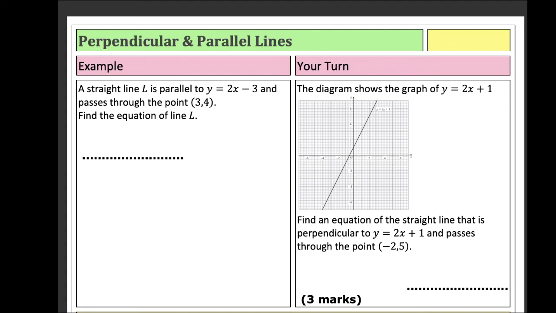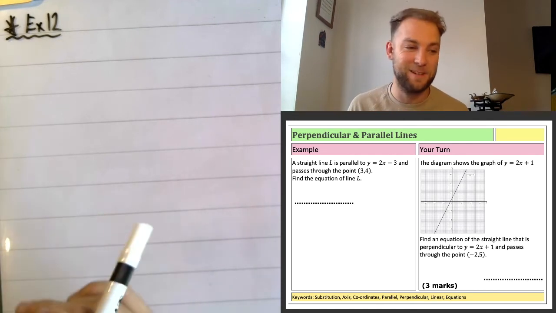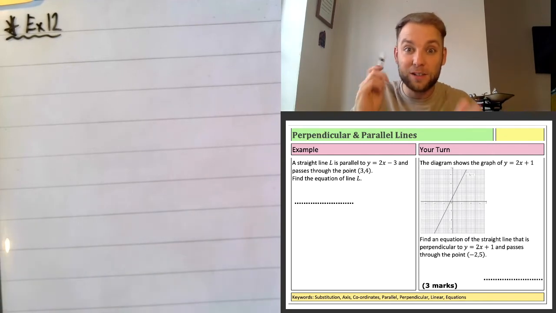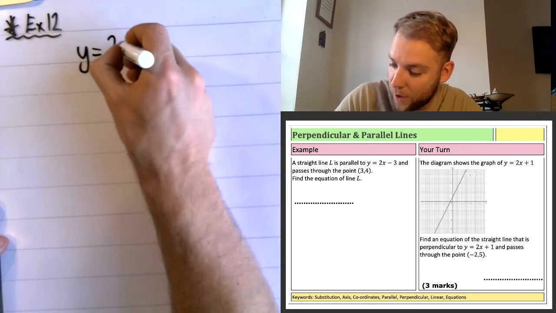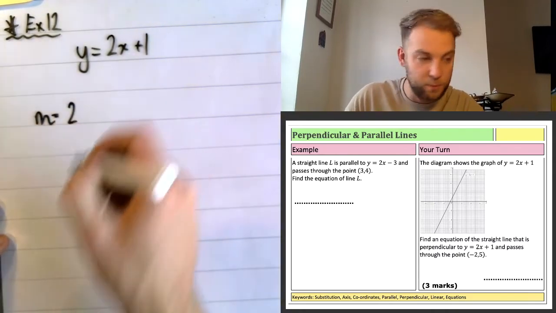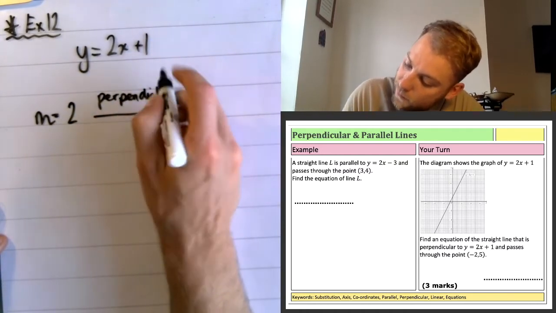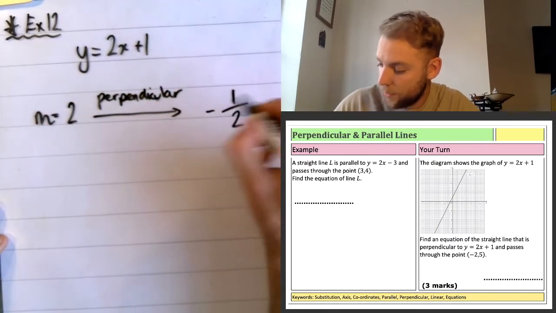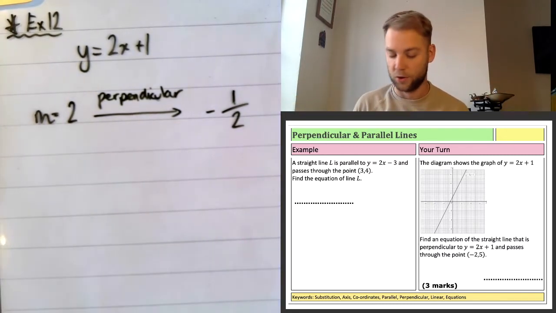Okay, so let's go through it together then. The thing that we need to be careful of here, because people always make this mistake, is to spot that it's asking for the perpendicular of this, not the parallel. So we've got to differentiate between them, okay? This equation of the line is y equals 2x plus 1. So my gradient of this line, m, is equal to 2. So the perpendicular to this is going to be the negative reciprocal, which is negative 1 over 2. So I know that the gradient of my new line is going to be negative 1 over 2.